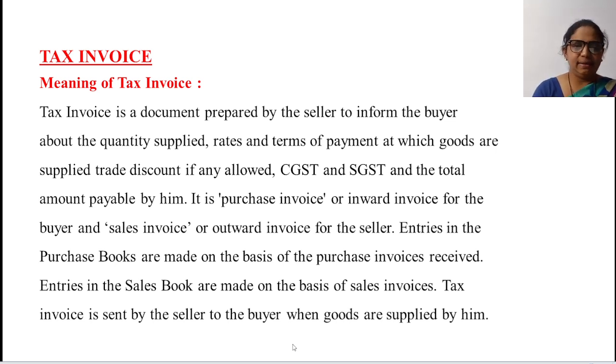A tax invoice is sent by a seller to a buyer when goods are supplied by him. Always remember, this is the most important point, that this tax invoice is sent by a seller to a buyer when goods are supplied. It is also prepared by a seller. Why? To inform the buyer about the quantity supplied, rates, terms of payment, whether trade discount is allowed or not, the GST which is divided into CGST and SGST, and the total amount payable by him. Okay, so that was the meaning of tax invoice.